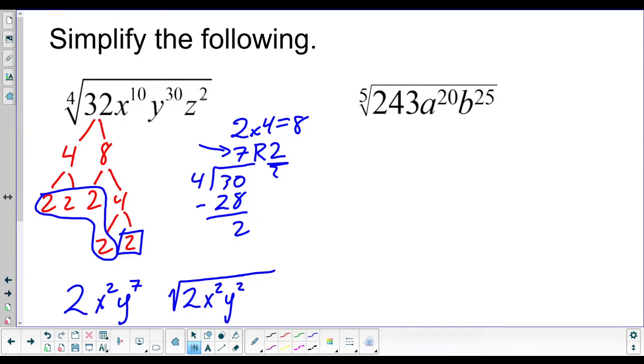4 doesn't go into 2, so there are no groups. These 2 are stuck inside because there aren't enough to even make one group. So this is our answer.